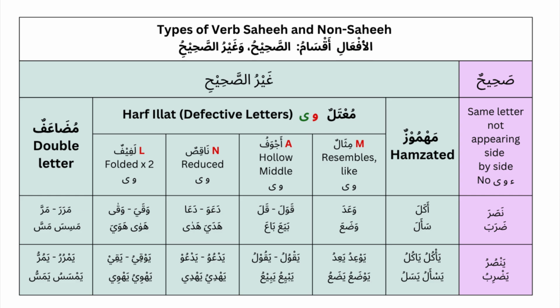2. Mahmuz, hamzated verbs. Now move one step left. These verbs contain hamza. Madi, akala, he ate. Sa'ala, he asked. Qara'a, he read. Mudari, ya'kulu, he eats.